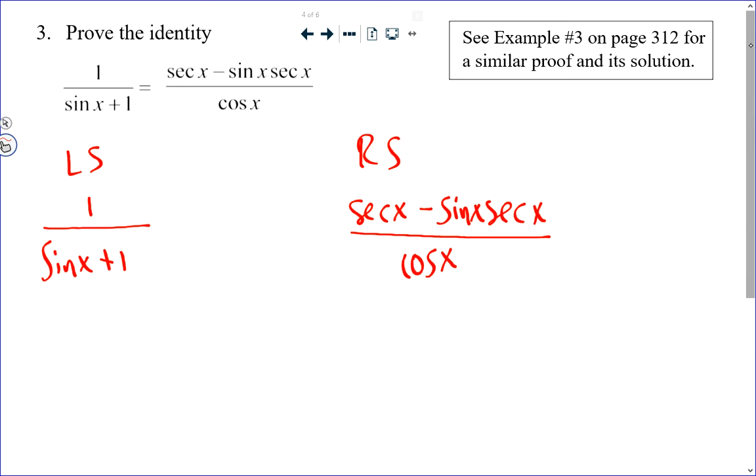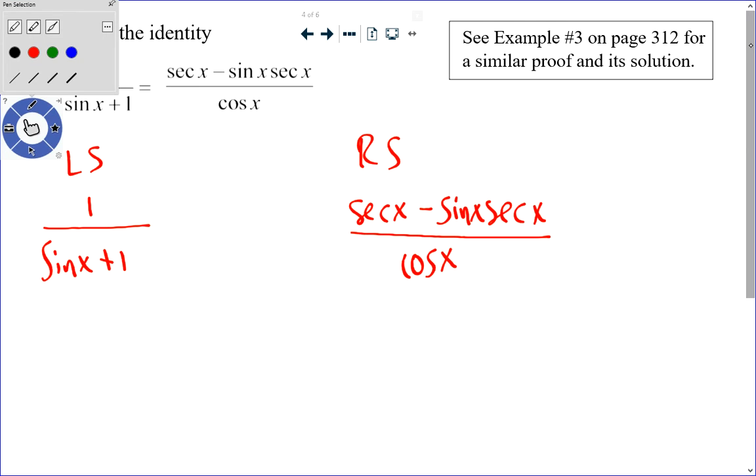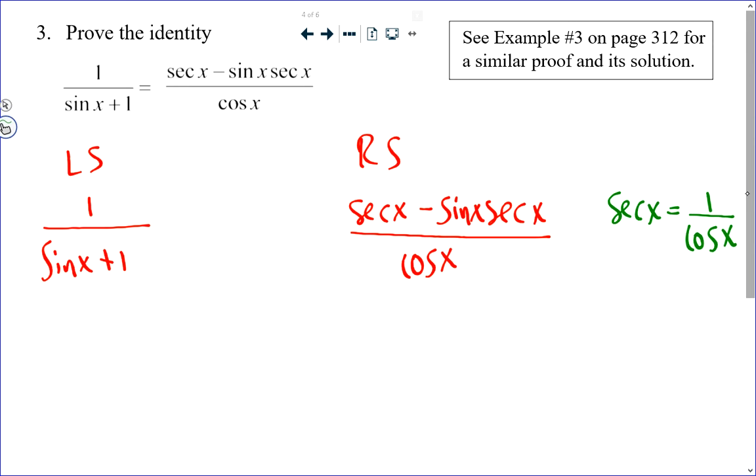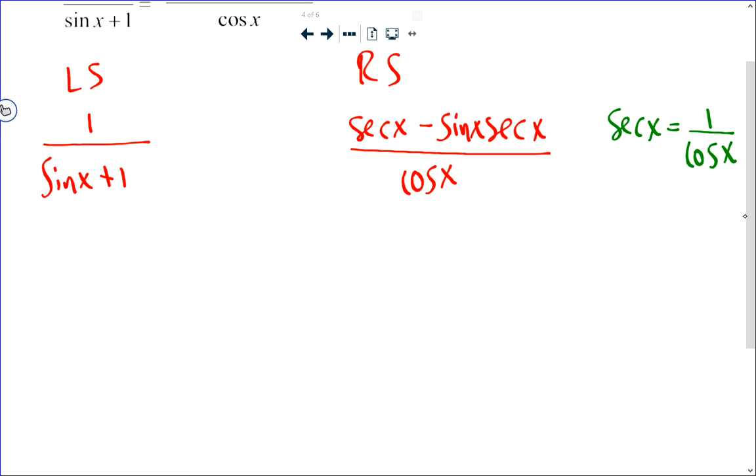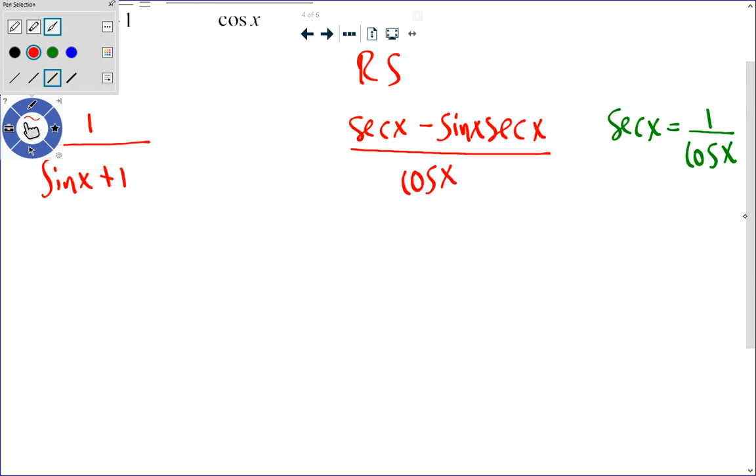And there's not a lot I can do with the left-hand side, but I do see reciprocal trigonometric ratios on the right side. Specifically, I'm seeing secant of x, and I know that secant of x is the reciprocal of cosine of x. So I'm going to rewrite the right-hand side, but every place I see a secant of x, I'm going to replace it with 1 over cosine of x.